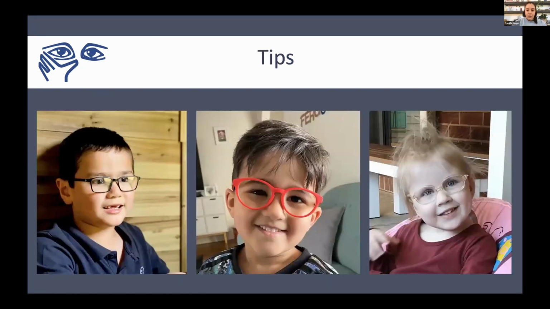So there's a few of my little clients wearing their glasses. They all have a prosthetic eye.